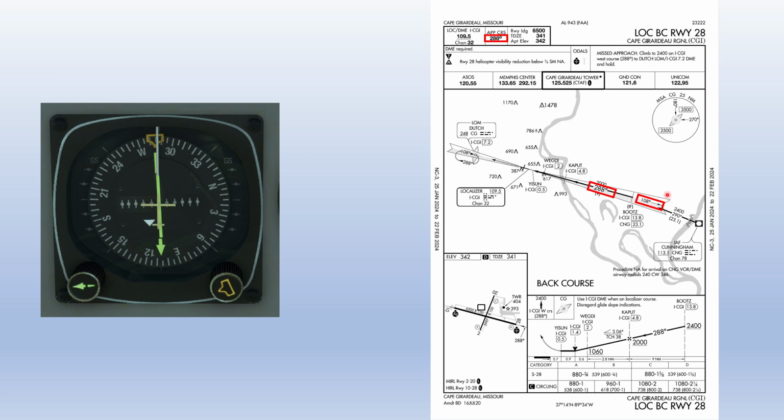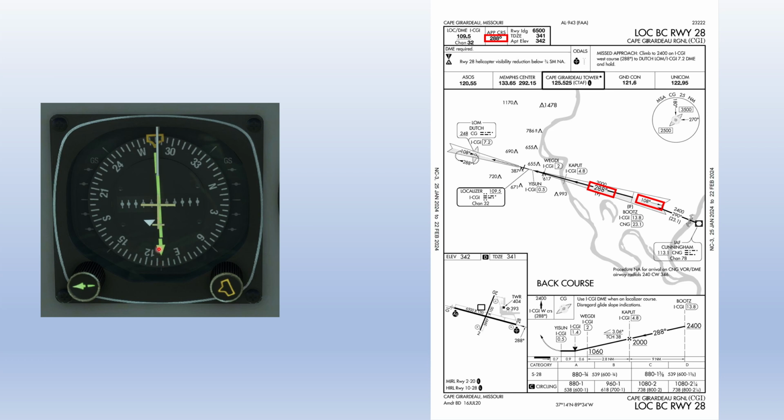If we look at the back of the localizer feather symbol here, we can see 108 is the reciprocal of that course, and that is the front course inbound heading. So that is what we want to put in our HSI to get correct sensing. And you can see if we do that on our mechanical HSI over here, we dial in 108.